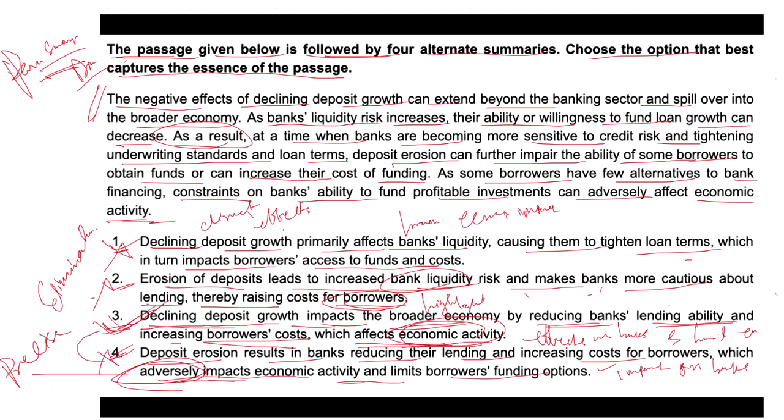So option 3 is the best summary as it comprehensively reflects how declining deposit growth affects banks' lending ability, borrower cost, and the broader economy, right? Economic activity. It accurately captures the essence of the passage, including the interplay between these factors and their impact on economic activity. So we consider the correct answer is option 3. I hope you understood this. Okay. So that's what you can find out here.